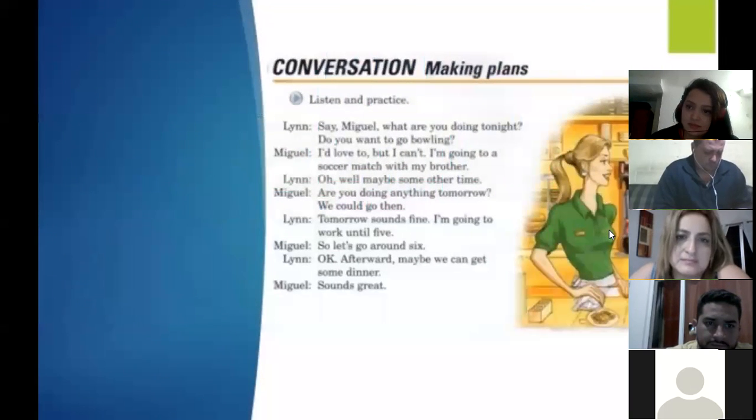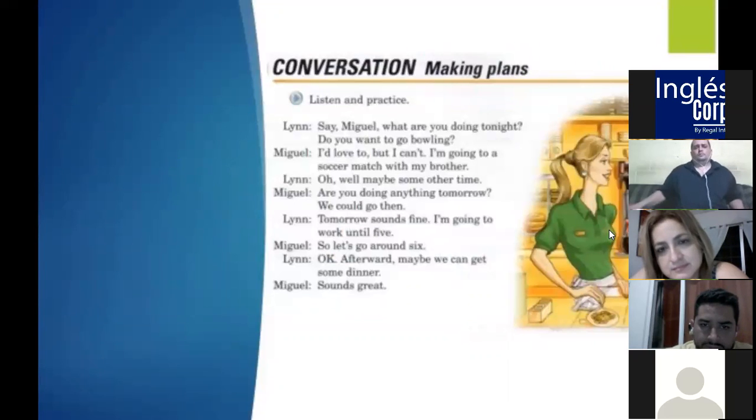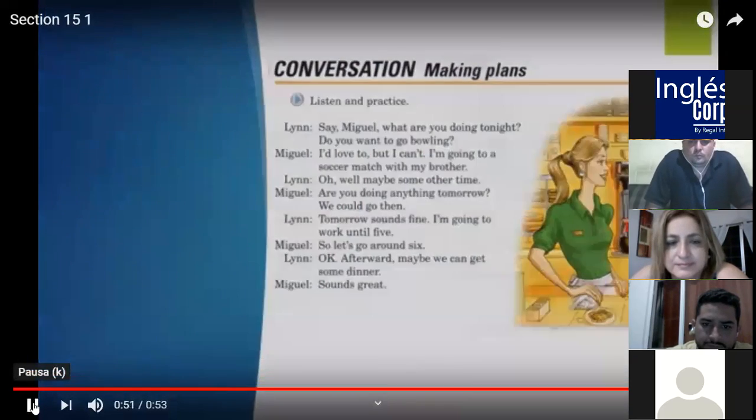Making plans. Part A. Listen and practice. Say, Miguel, what are you doing tonight? Do you want to go bowling? I'd love to, but I can't. I'm going to a soccer match with my brother. Oh, well, maybe some other time. Are you doing anything tomorrow? We could go then. Tomorrow sounds fine. I'm going to work until 5. So let's go around 6. Okay. Afterward, maybe we can get some dinner. Sounds great.